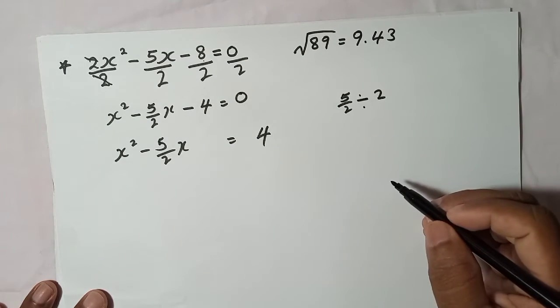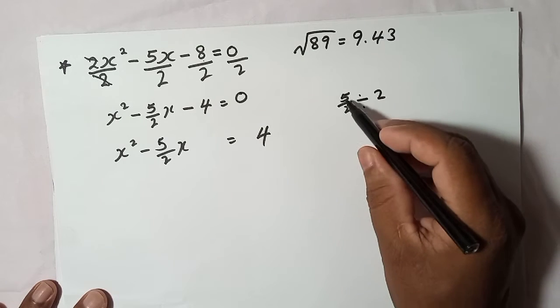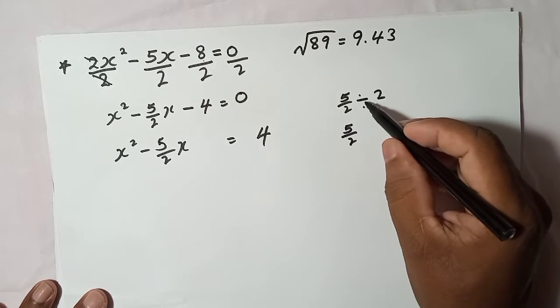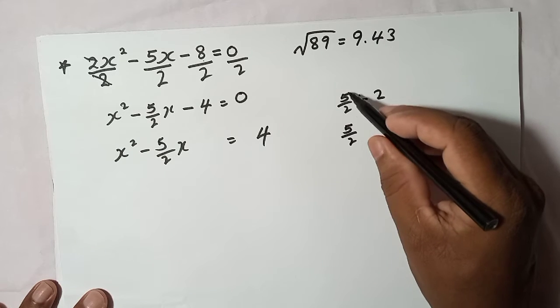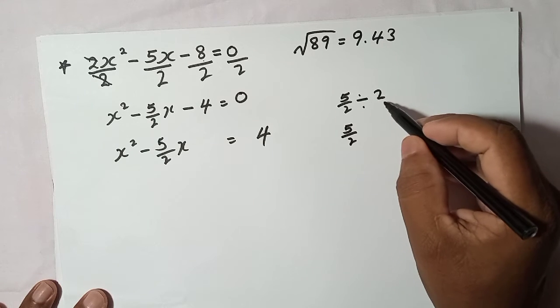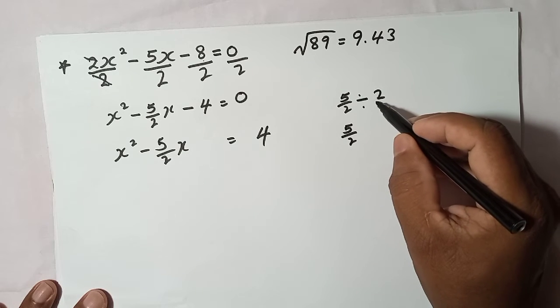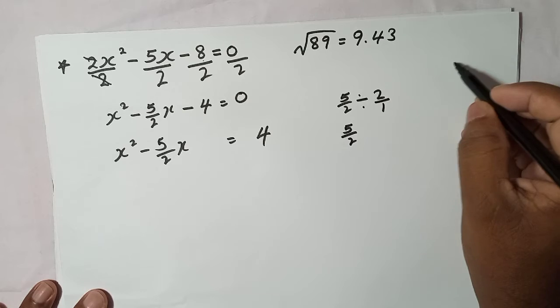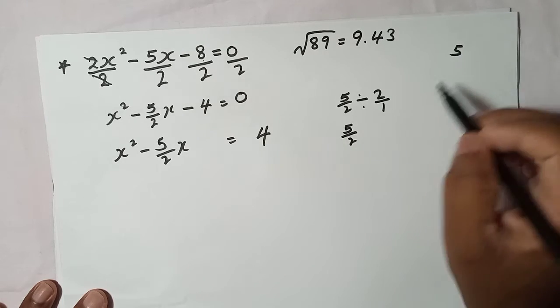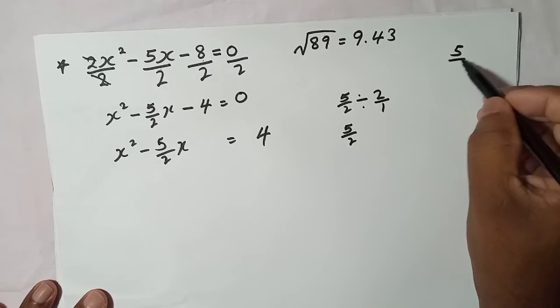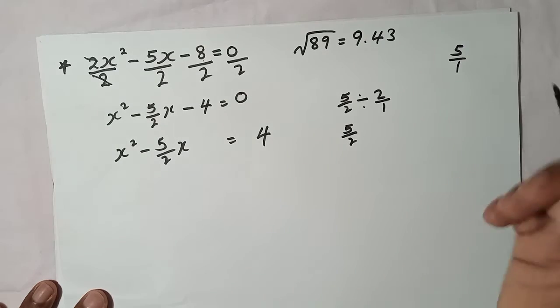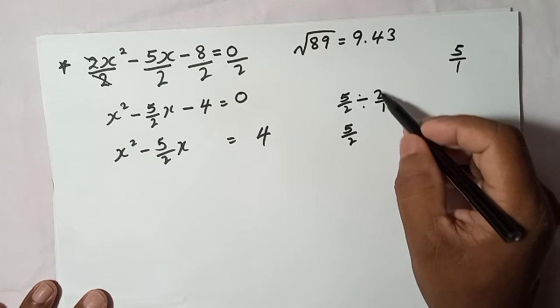Now how do we divide this by 2? Keep 5 over 2 here, and for this division, a fraction divided by a number, convert the number also into a fraction. Here just 2, you can put 1 below it, because if there is no denominator, that means it's 1. Like for example 5, there's no denominator, so you can think of it as 1.